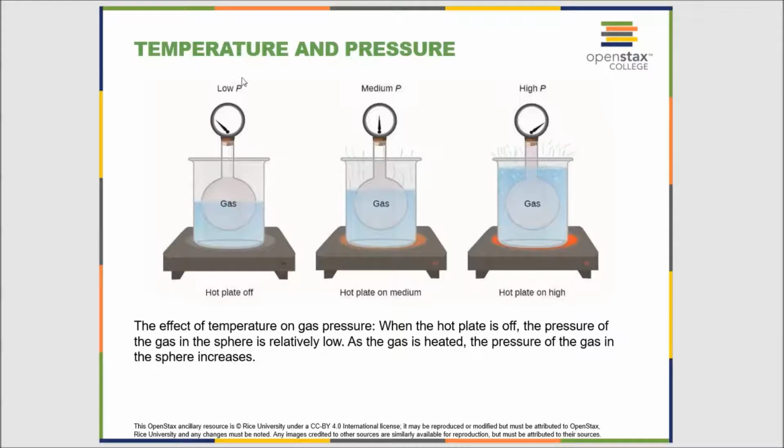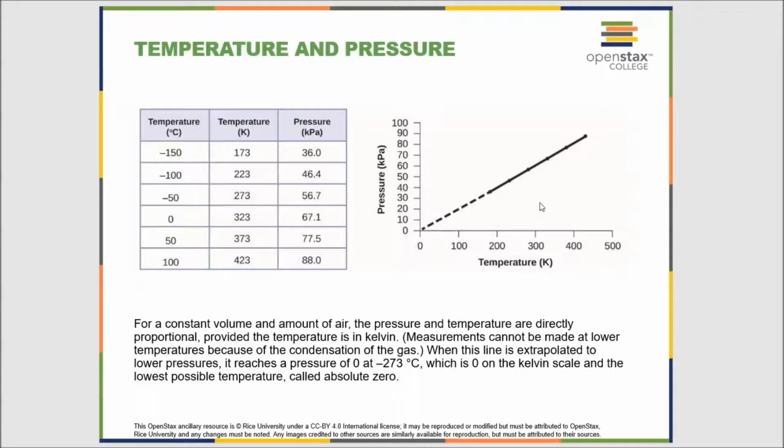Notice that when we're comparing temperature and pressure, we're keeping the other two variables constant. Namely, we're keeping the amount of gas in the container, the moles, constant. We're also keeping the volume constant. This container doesn't change in size. So since the moles and the volume are constant, we can relate the temperature and the pressure. Temperature and pressure are directly proportional. As you heat this gas up, the pressure also increases.